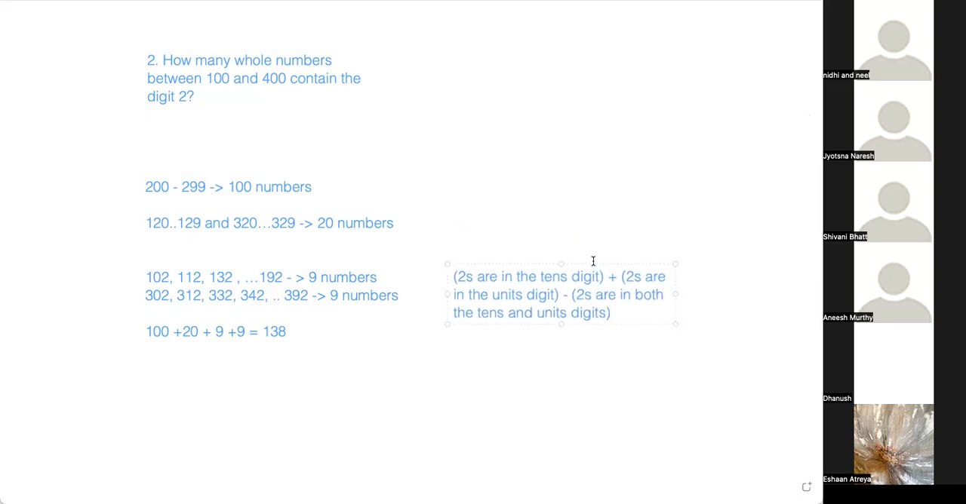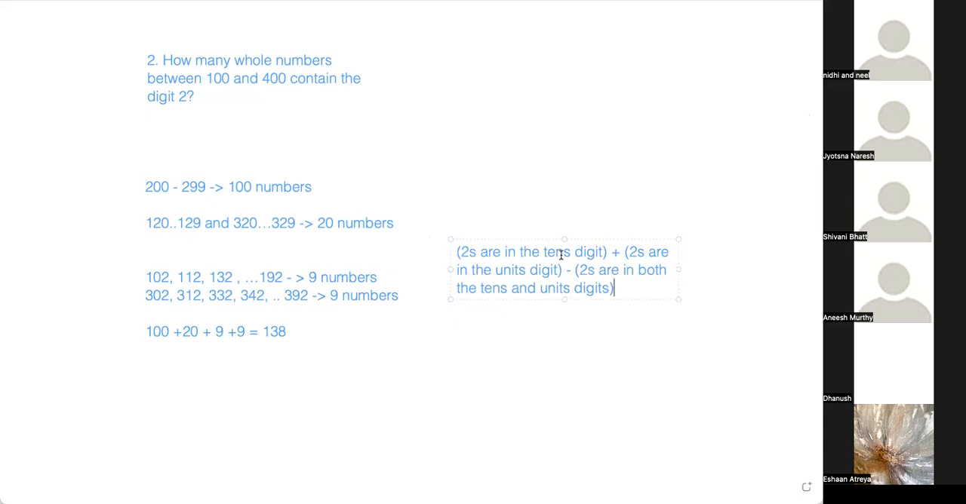So instead of counting this as 20 plus 9 plus 9, if we had done it this way, how many numbers are there where twos are in the tens digit? That's 120 to 129, 10 numbers, and 320 to 329, 10 numbers. So that's 20. Twos in the units digit: 102 to 192, 10 numbers, and 302 to 392, 10 numbers. So that's another 20. And subtract the two numbers which are overlapping, which are 122 and 322. So that would give us 40 minus 2, which is 38, to add to the 100. But in this way, when we're adding it twice and then subtracting, anyone know the name of this?